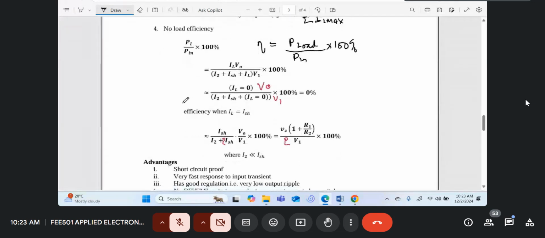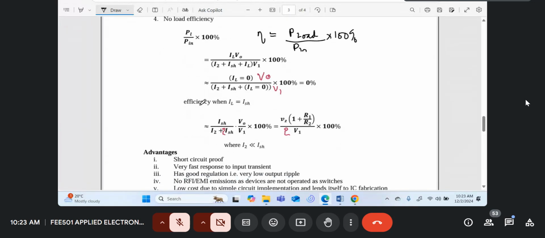Now I've considered another case here, efficiency when IL is equal to I shunt. This is normally the normal operating condition of the circuit. We want IL to be equal to I shunt at our design voltage, so that when the load increases, it can take some current from I shunt. When the load decreases, some of the load current can go back to I shunt. I also have some typing errors here, which are corrected.